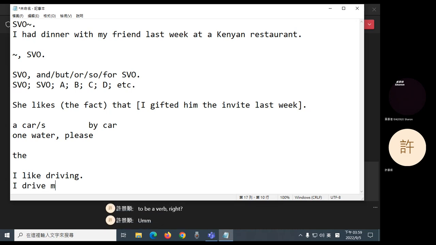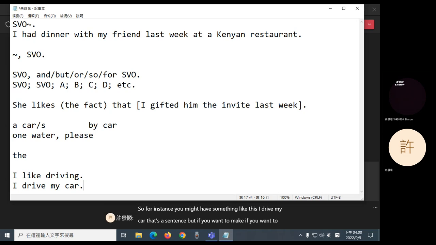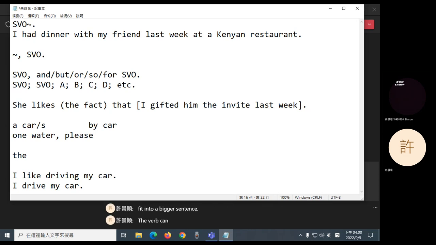So for instance, you might have something like this: I drive my car. That's a sentence. But if you want to put this into a bigger sentence, if you want to change this into a noun to fit into a bigger sentence, the verb can carry the object with it, right? You change the verb to a gerund, and it will also bring the object with it into the new sentence.